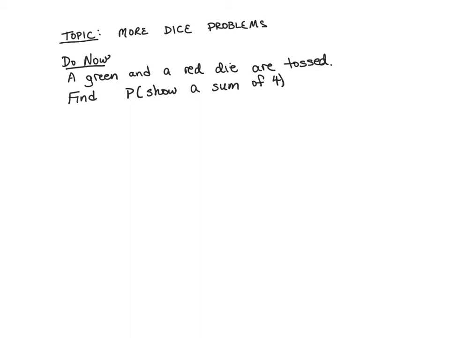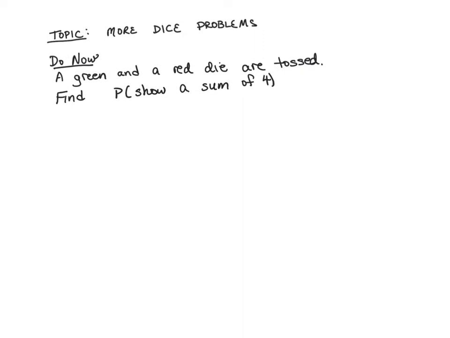So let's consider this do now problem. Suppose we toss a green and red die, and we record the numbers in the experiment. Find the probability that they show a sum of 4. Well, in a problem like this, we could actually count which outcomes would show a sum of 4.